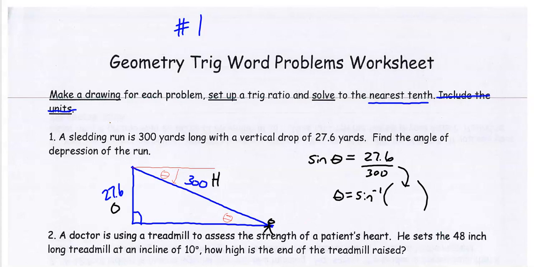Second sine, 27.6 divided by 300 is 5.278. So nearest tenth, we'll call that 5.3.